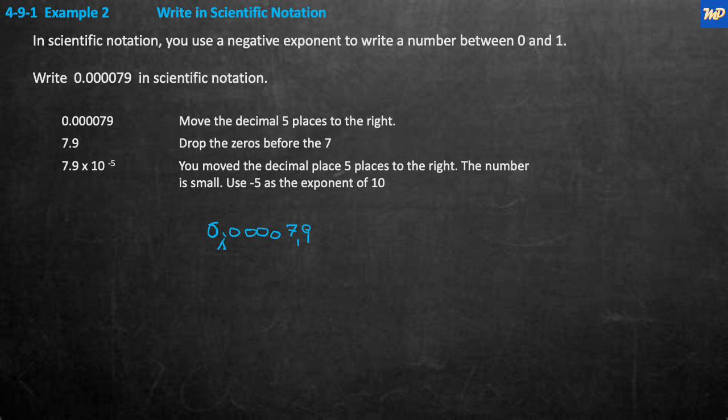So what do we have to do to get it? We have to go -1, -2, -3, -4, -5. So the answer then happens to be 7.9 times 10 to the -5. Okay?